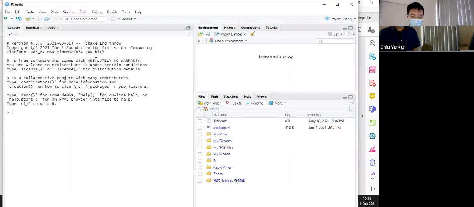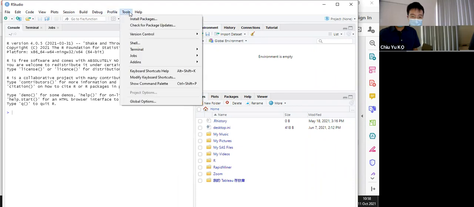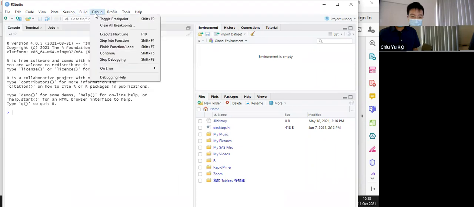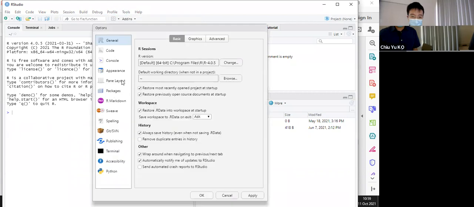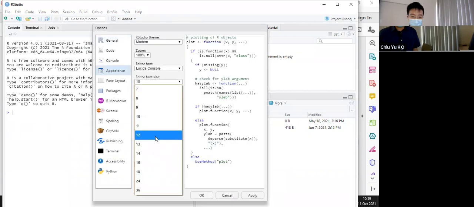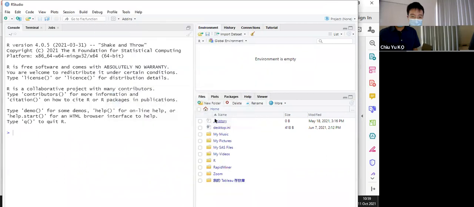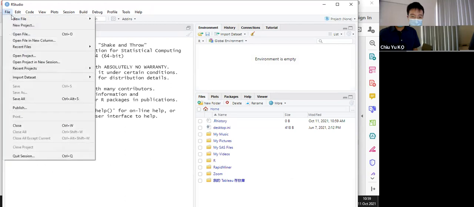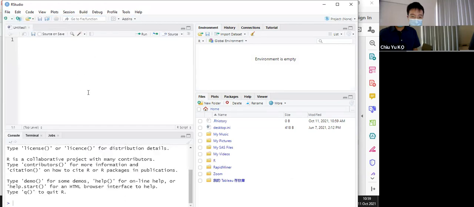Go to RStudio again, start up here. Then maybe we want a bigger font size. Now it's a little bit too small, so I change it a little bit bigger first. Apply. Then we start. How do we start? File, new file, and R script. So this opens there. Let's try the simplest thing, right? The binomial distribution. We put 2 and then 5, 0.3.